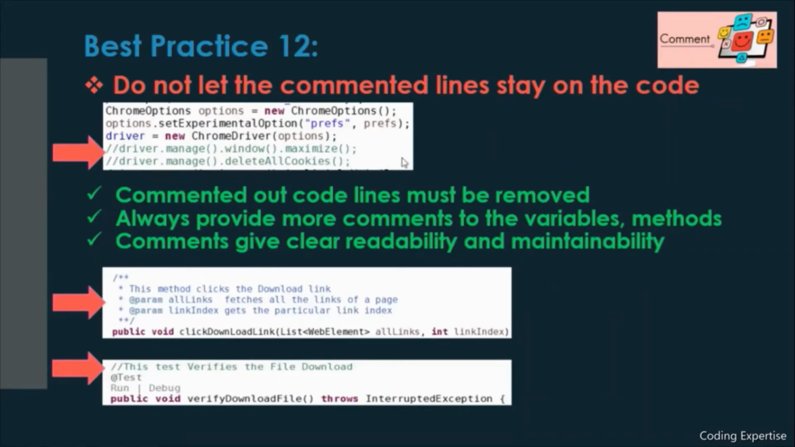Don't leave the commented lines in the code. If you don't want them, remove those lines. That definitely avoids more confusion. And also try to add more comments to the methods, tests, parameters. What for you have written the method. That gives an idea to the other people so that they'll easily understand your code. This is an extra work for us, but this is how we can develop the framework with excellence. Let's move on.